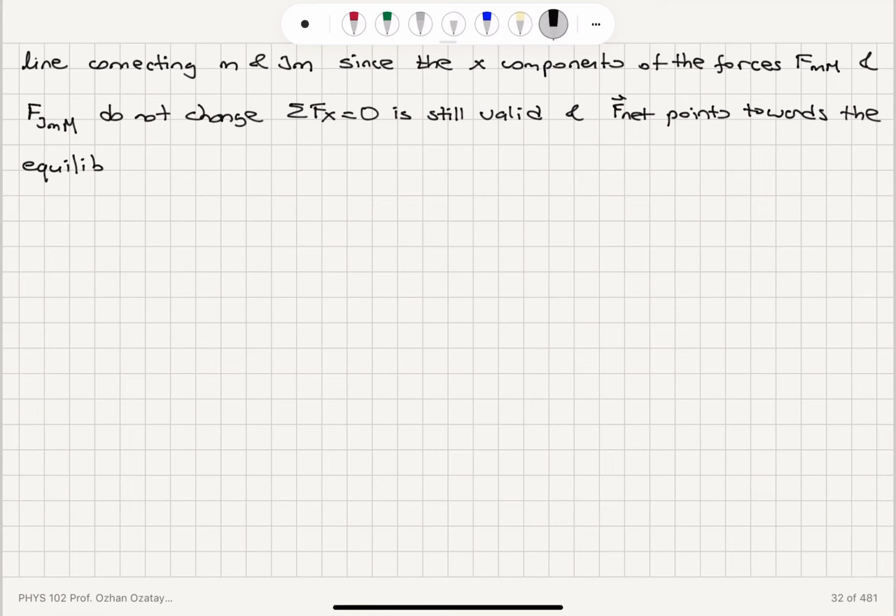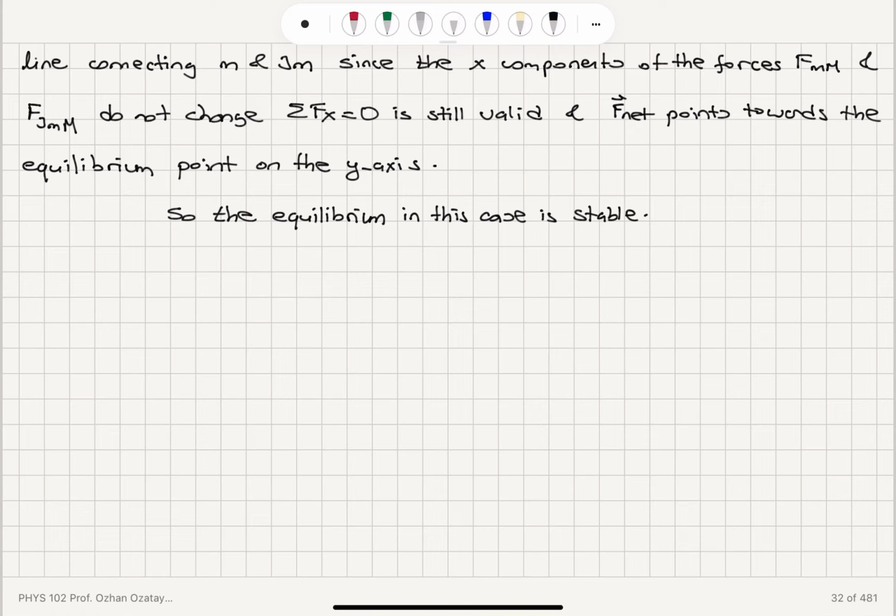So as soon as I destroy the equilibrium by moving this mass on a line perpendicular to the line connecting the two masses, that is on the y-axis, it tries to re-establish equilibrium. So the system tries to go back to equilibrium again. So the equilibrium in this case is stable. So for displacements on the y-axis, this is a stable equilibrium.